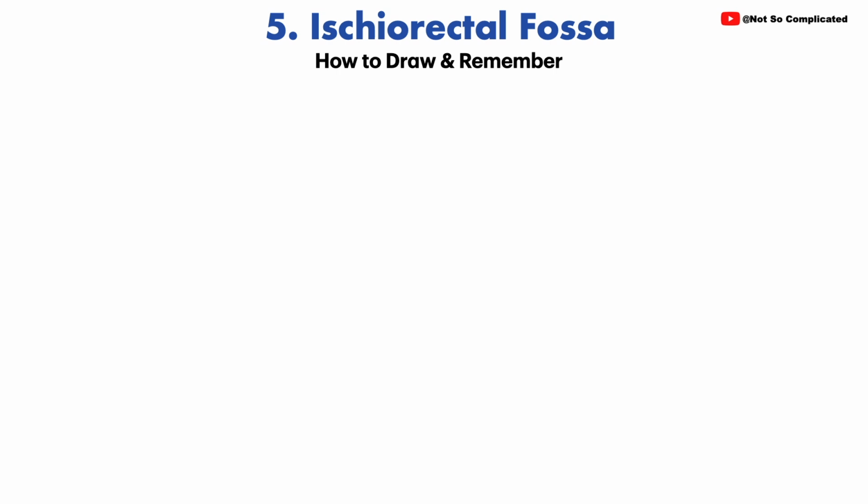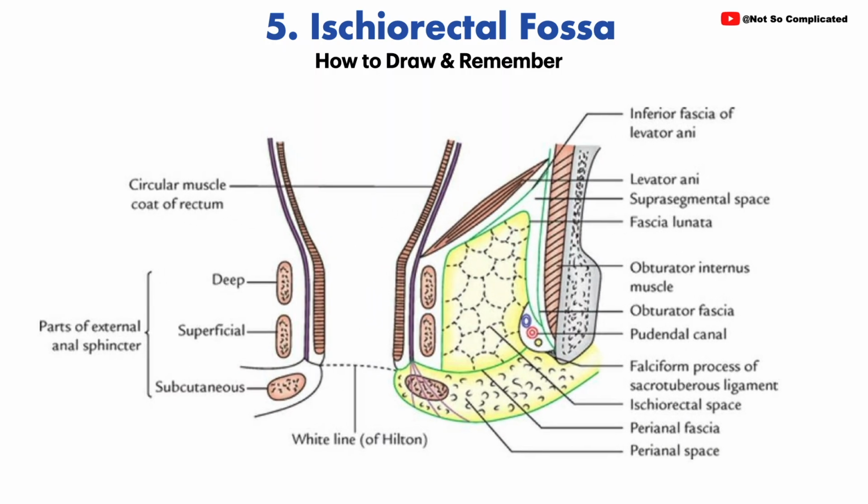Ischiorectal fossa, or ischioanal fossa, you might think this is very confusing to remember and draw in the exam, and this is also a very important topic for the exams and clinically. All right, so this is the ischiorectal fossa. You can see there are two halves, and we have a detailed image in a single half of the image. Now on the right side, we'll be trying to make exactly like that, but in a very convenient way.